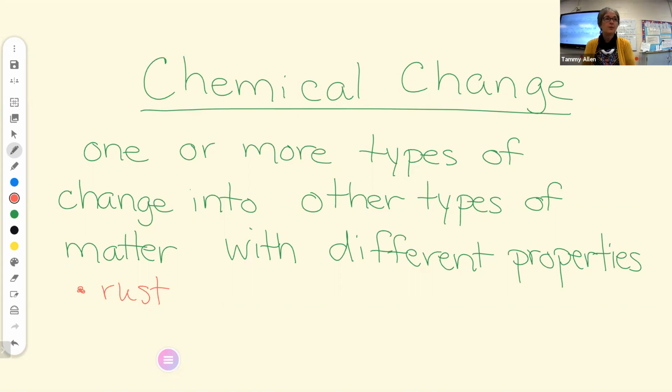That chemical change can cause the gases within it to make the bread rise. Does anybody know what ingredient helps it rise? Yeast.